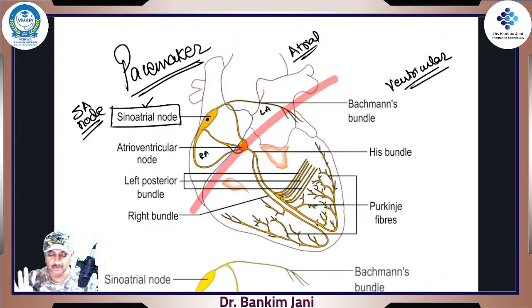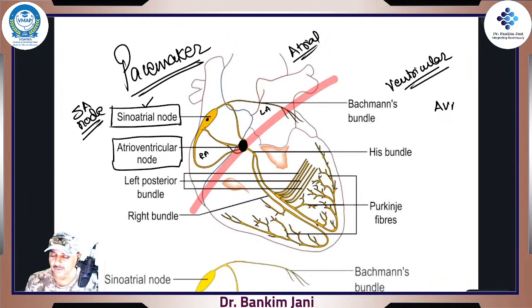They contract. And then the current will go from the SA node all the way to the AV node, right? This one is the AV node. For the AV node, as always, I am telling you one important point: the AV node is the only electric window between the upper part of the heart and the lower part of the heart.